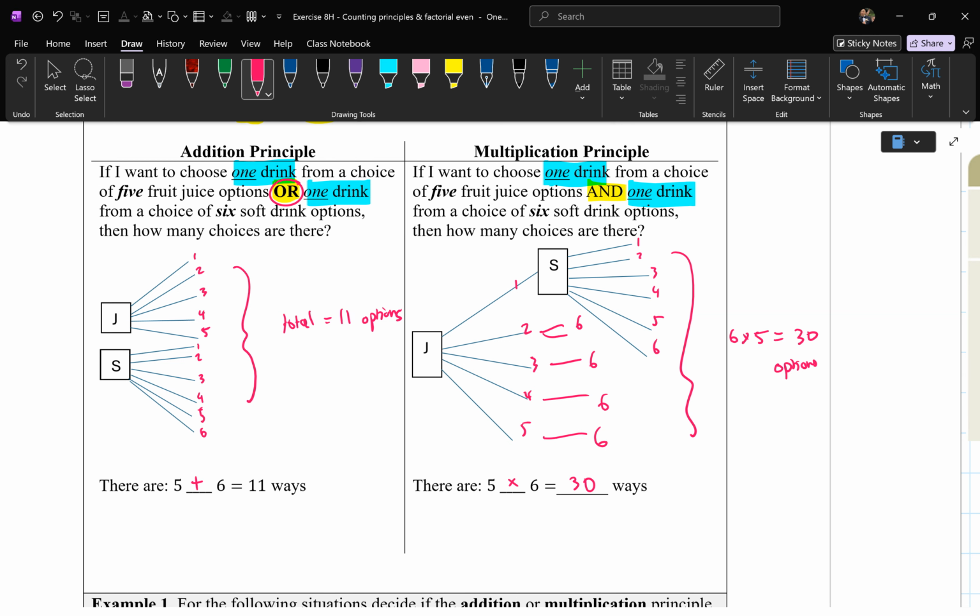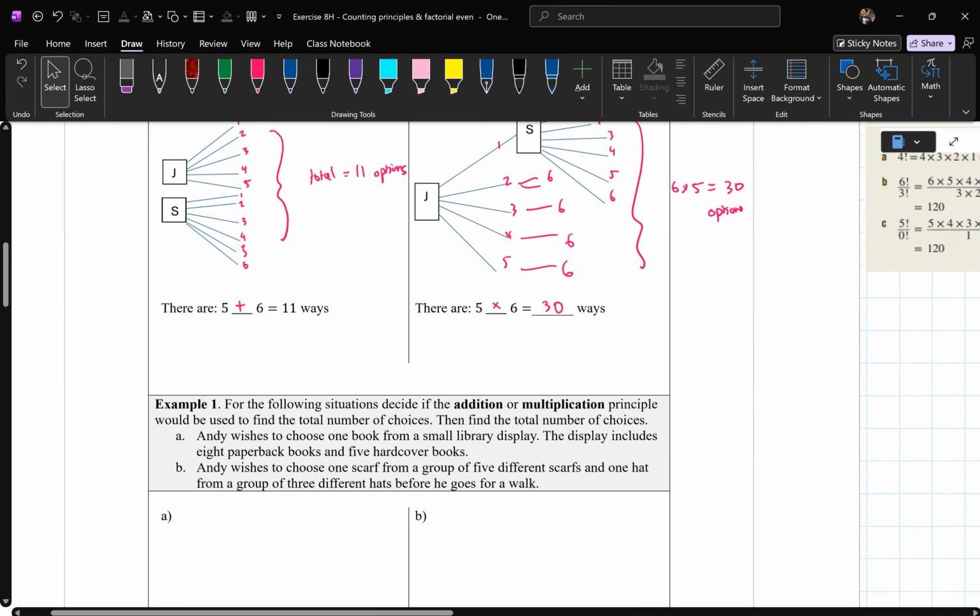So at this point, it looks straightforward. When we start playing around with the different scenarios, that's when it gets complicated, arguably one of the harder topics to learn. So let's do the first example.